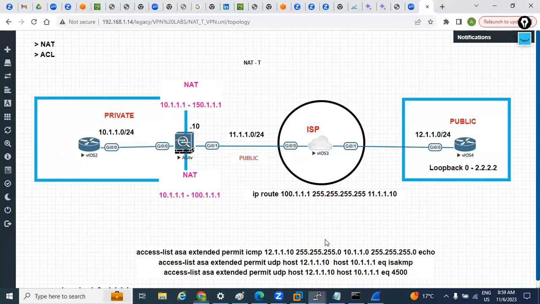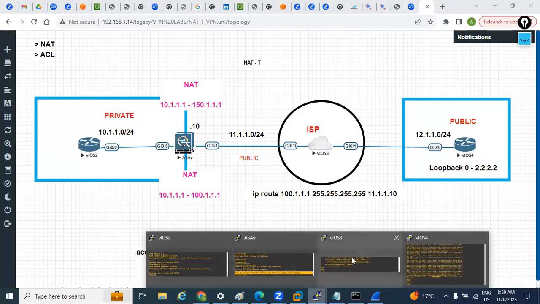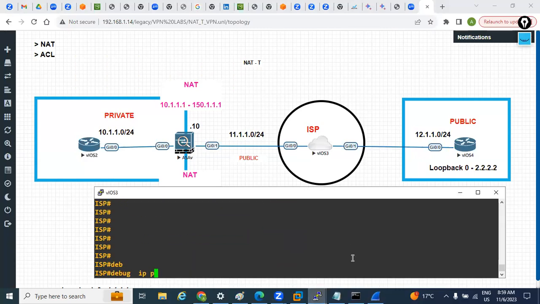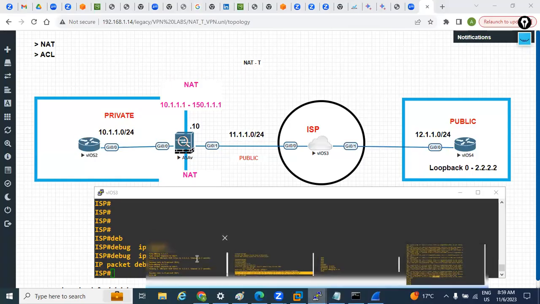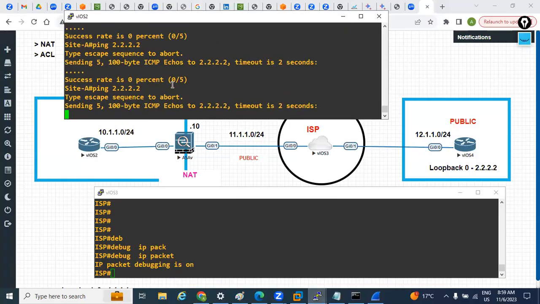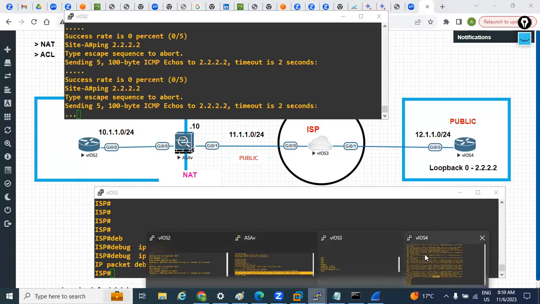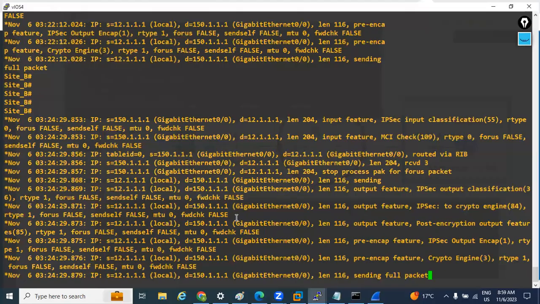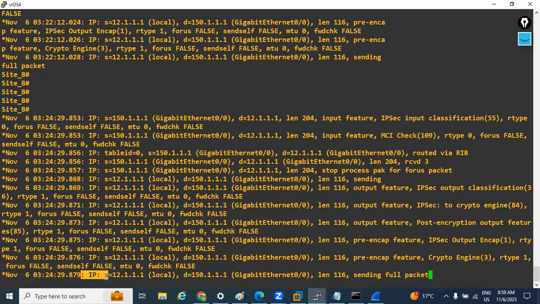and if I go to the ISP and enable debug ip packet. Okay, so it is passing through this. It is sending the packet. This is fine. Source IP is 12.1, destination is 150. And encapsulation, everything is fine here.